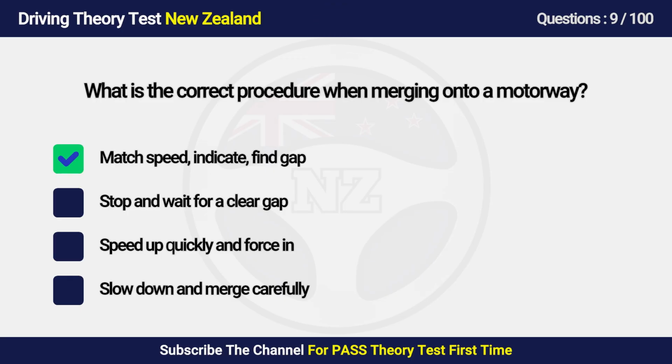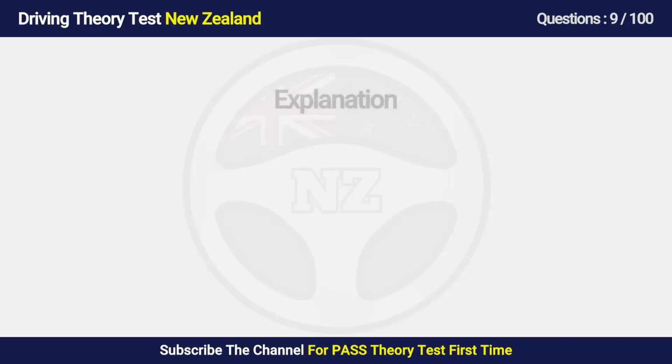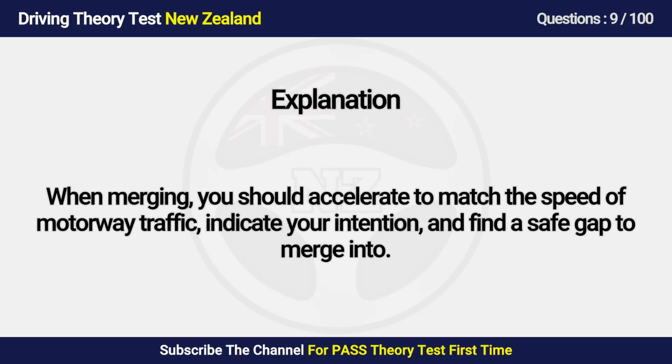Answer is A. Match speed, indicate, find gap. When merging, you should accelerate to match the speed of motorway traffic, indicate your intention, and find a safe gap to merge into.